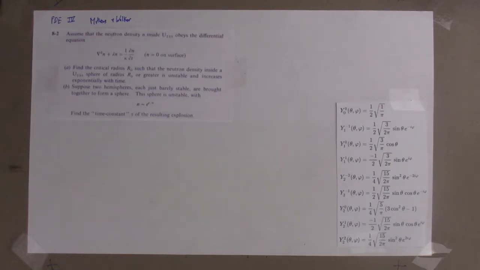And B, suppose two hemispheres, each just barely stable, are brought together to form a sphere. The sphere is unstable with n equal to e to the t over tau. Find the time constant tau of the resulting explosion.